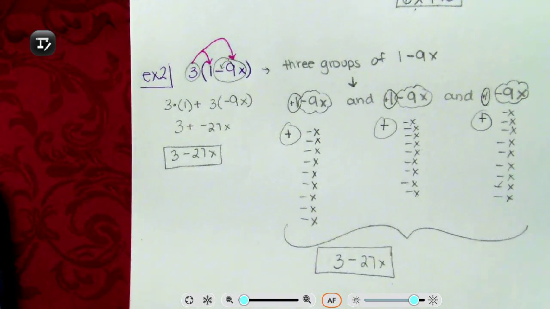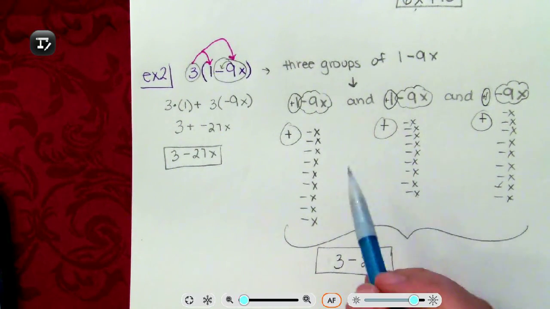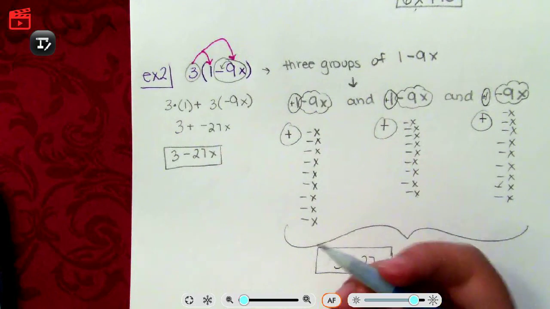So the reason we like the distributive property is because it saves us a lot of time and effort. We don't need to draw these out and add them together.